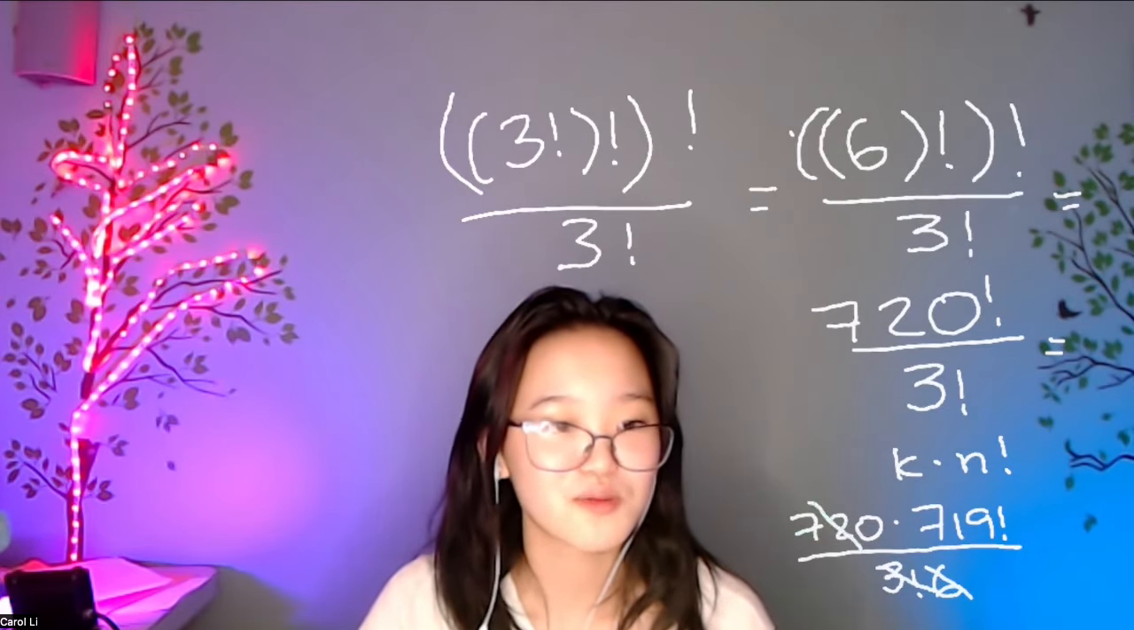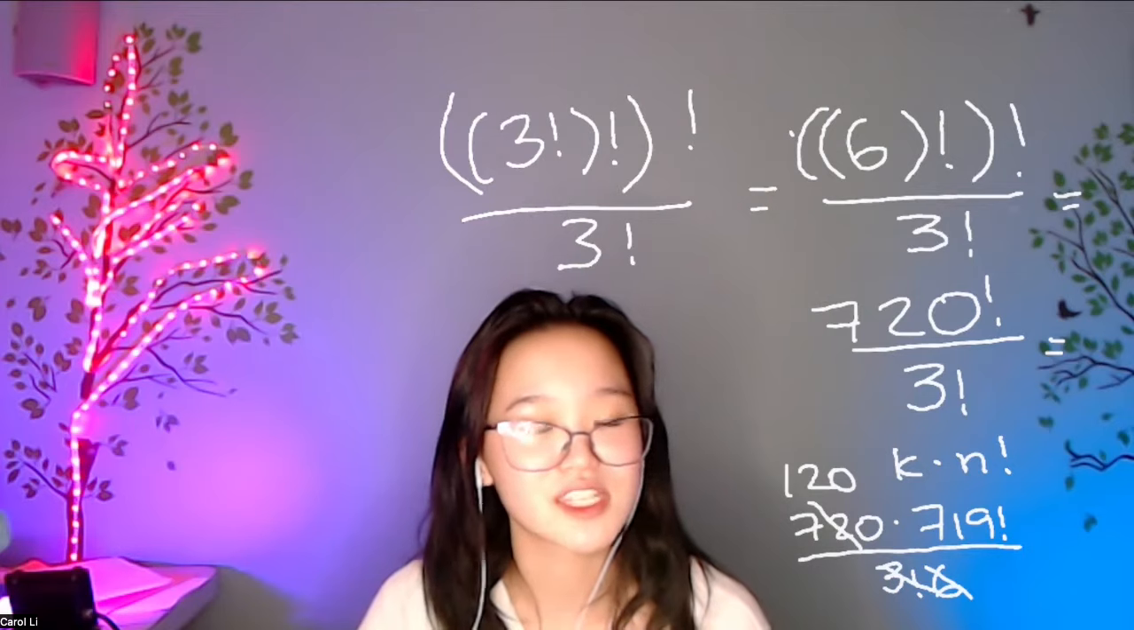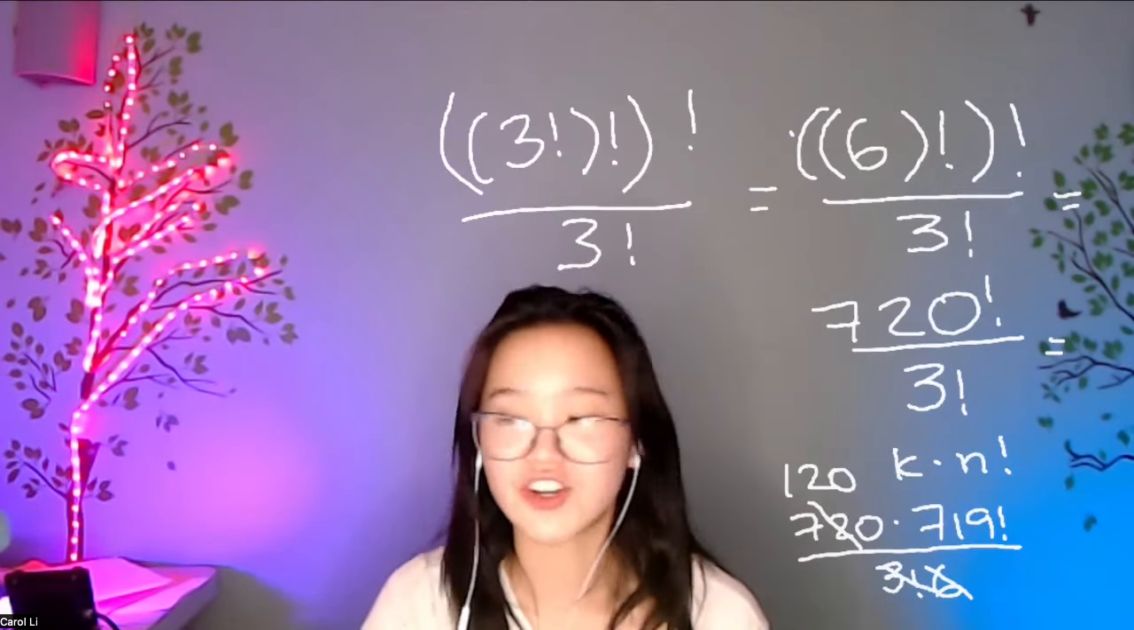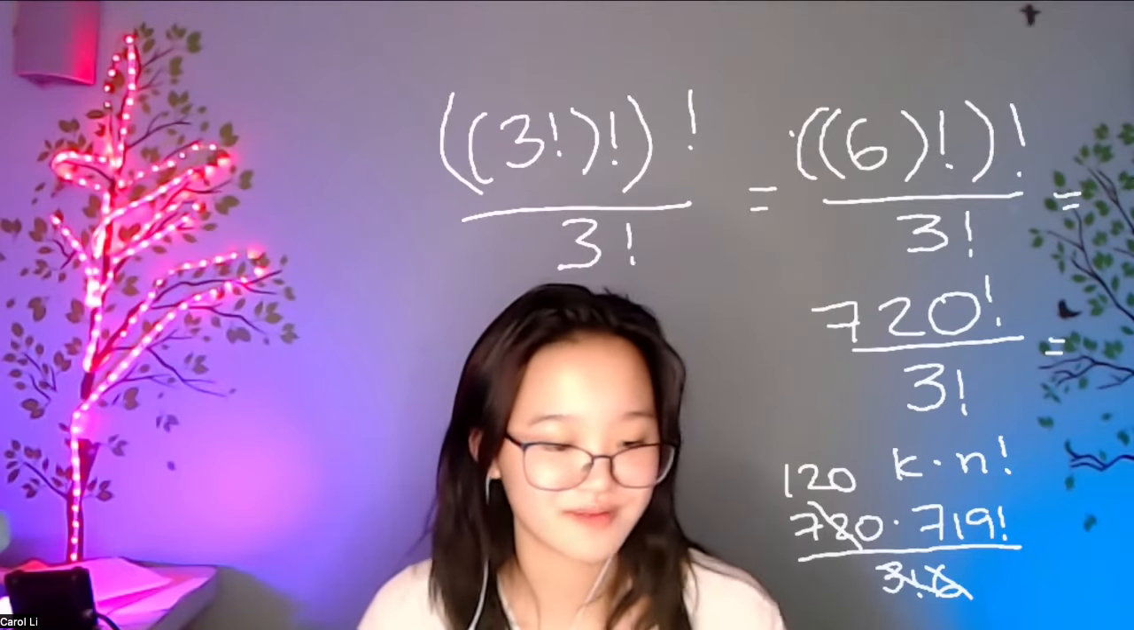We get 120 times 719 factorial. And when you add it up, it's 839. So that's what you guys should have gotten. Yay! AIME question first thing. Woo!